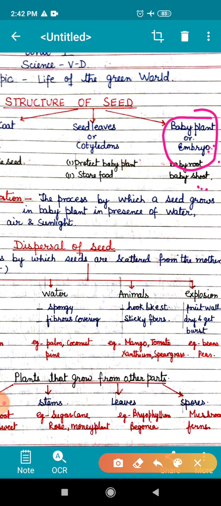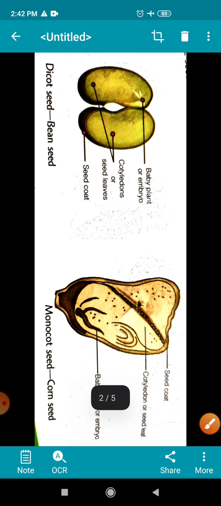Okay, children, seed also has a hole outside. This hole helps water and air to enter inside. Children, seed is also living and it can remain in this position for a year, for years. Okay. If you see the structure of seed, this is the structure of seed.